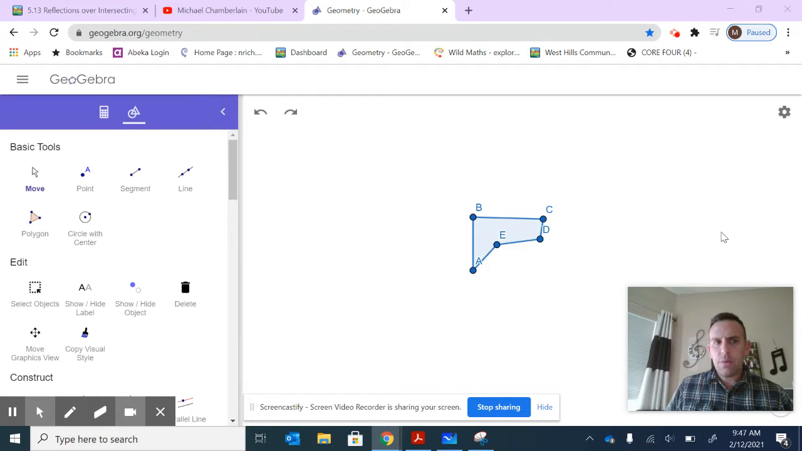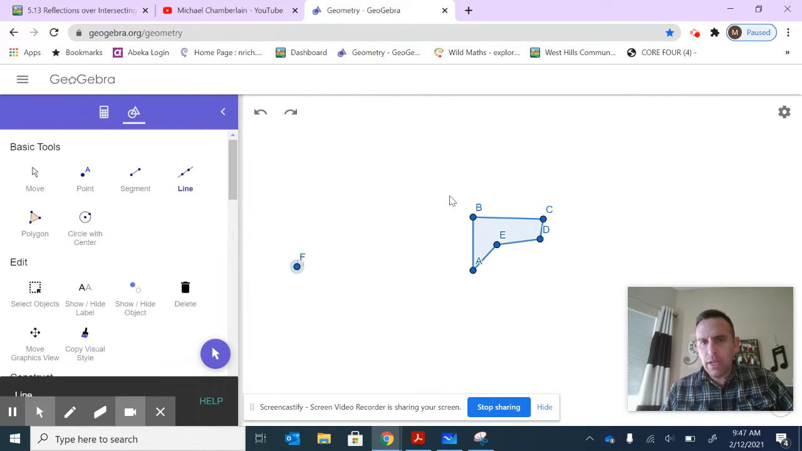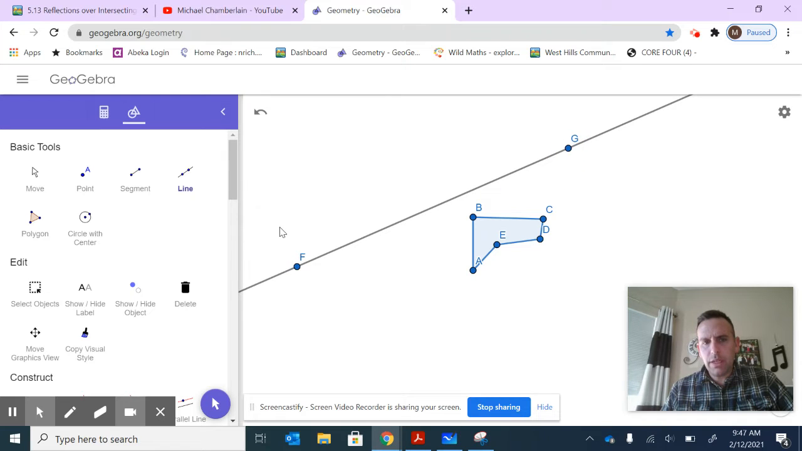Hello, in this lesson, I want to look at our last composition, which is reflection over intersecting lines. Here I have a polygon. I'm going to just draw two lines that intersect, and this can be done in any fashion that you want. I'm just going to draw them similar to what we have in the text.